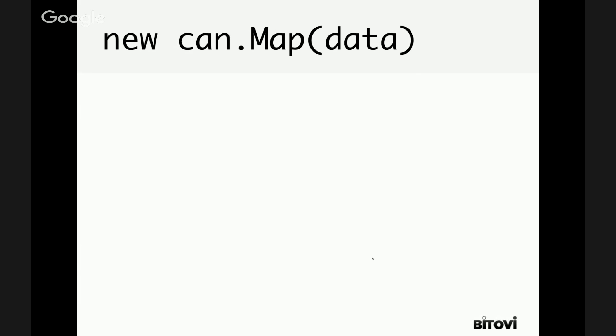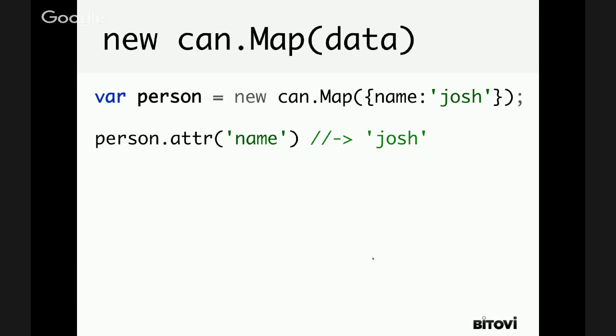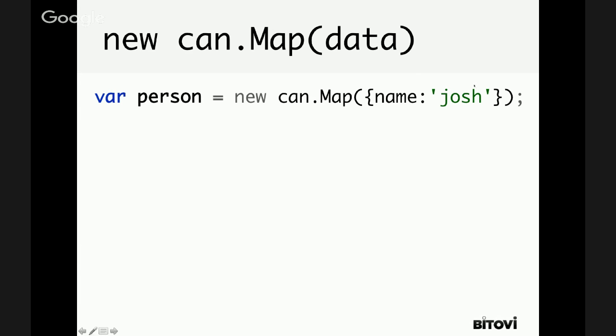So the first observable in CanJS is can.Map, and you can create it like this. Then you pass it an object, and we could label it person. So we create a new map, and we're calling it person, with a name property that is Josh. I can read the name property through this attr method.